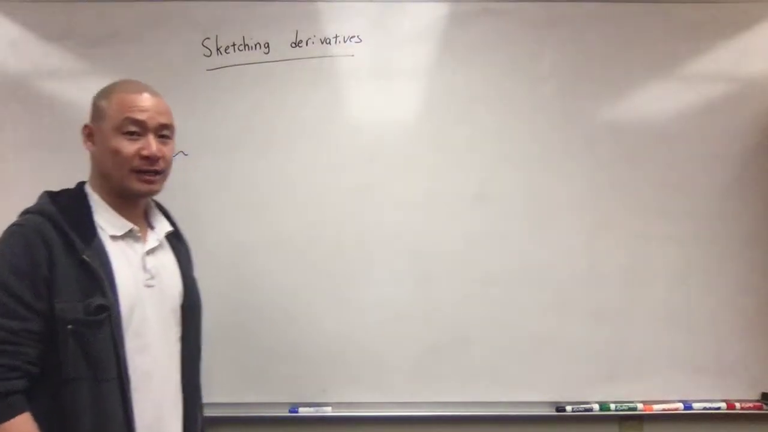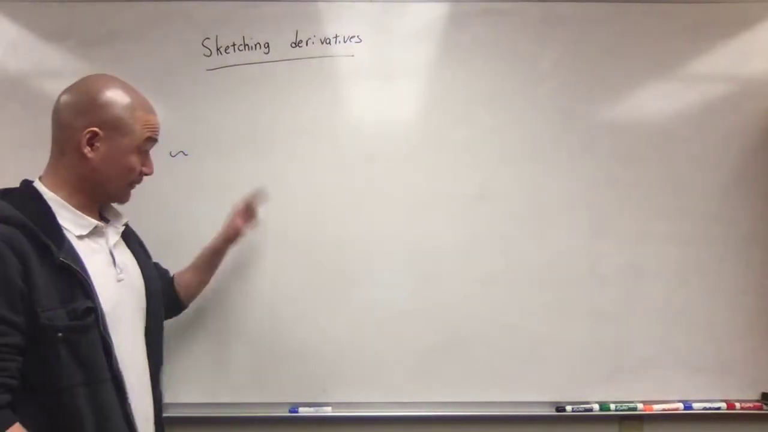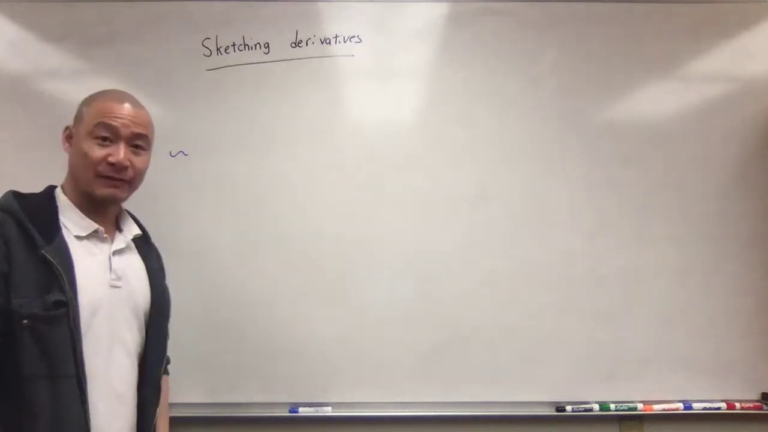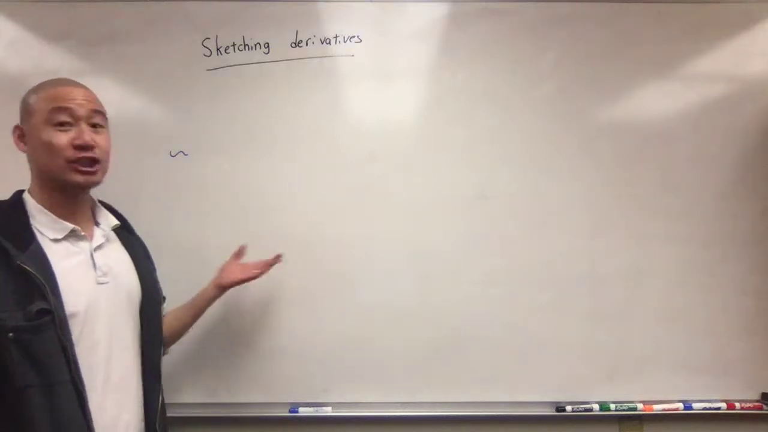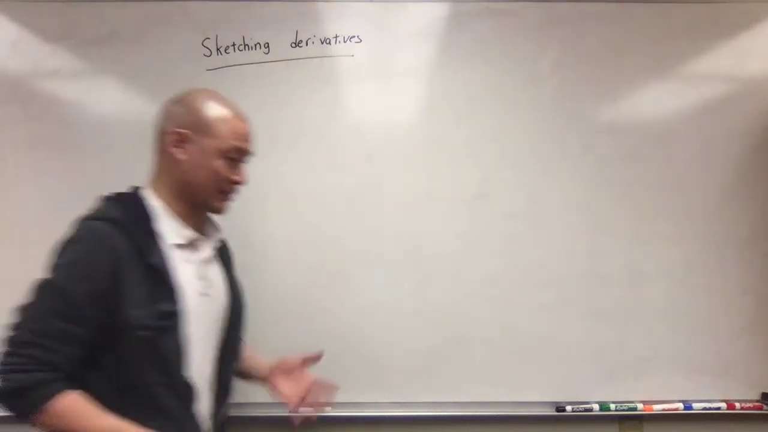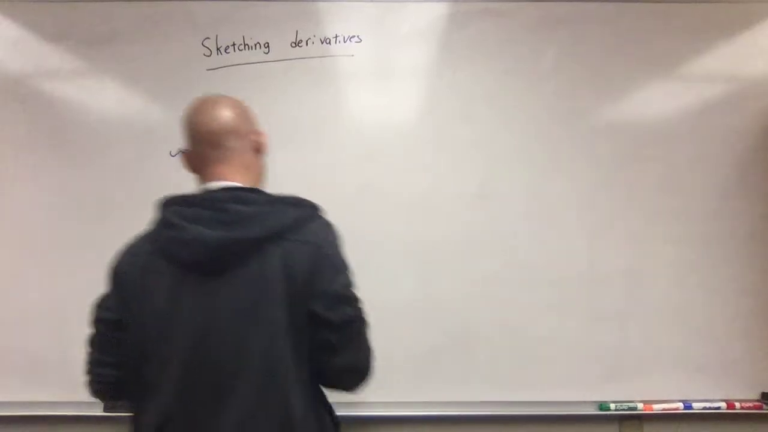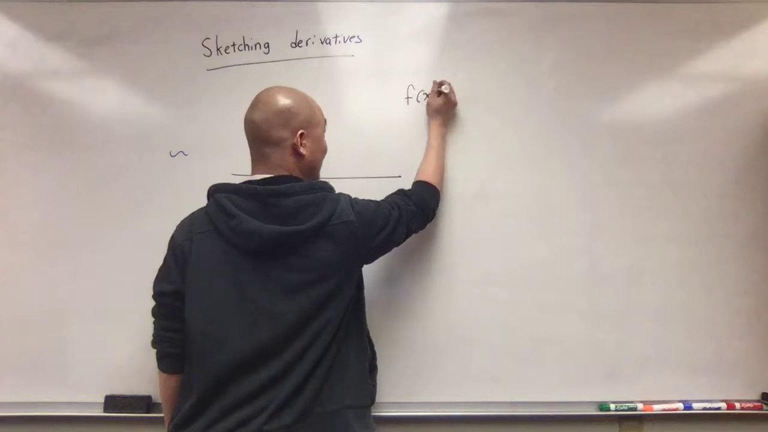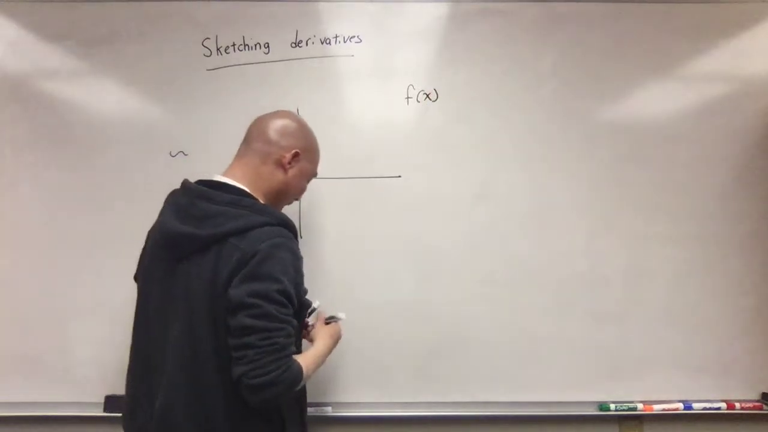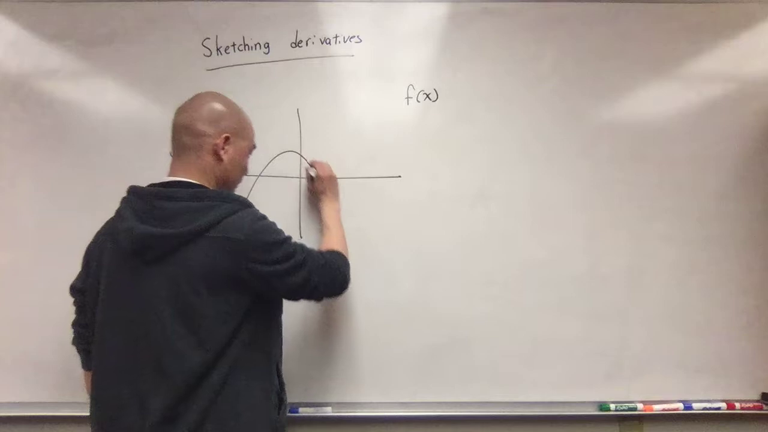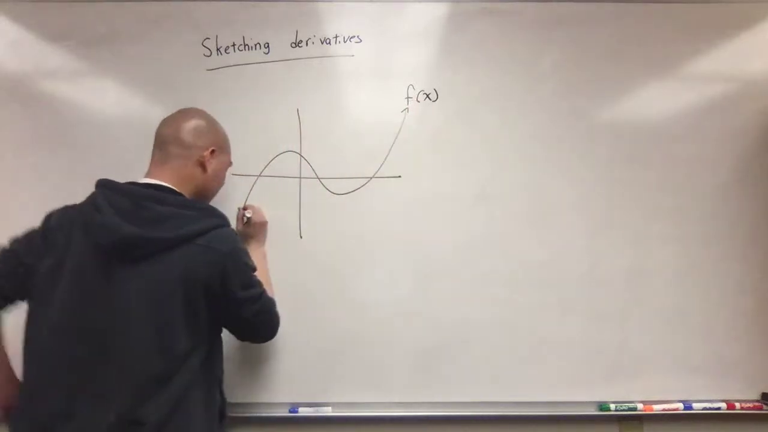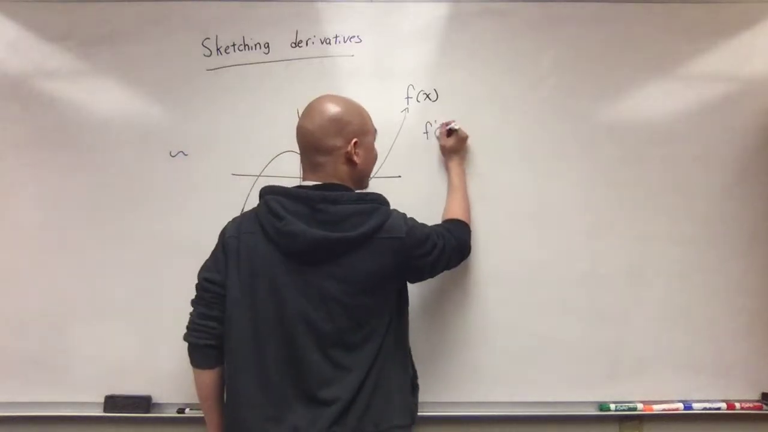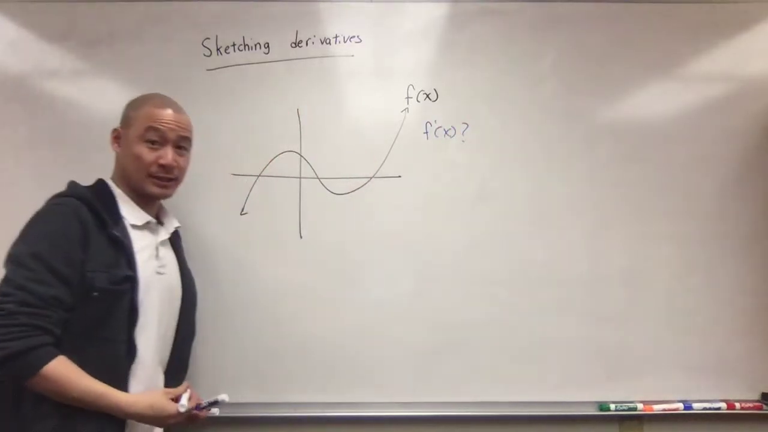Alright, so what we're going to talk about in this video is sketching derivatives. We're going to take the graph of a function and we're just going to examine, just by looking at the graph, what its derivative is. So let's say I have a function here, we call this f of x, and we want to ask ourselves what the graph of f prime of x looks like.